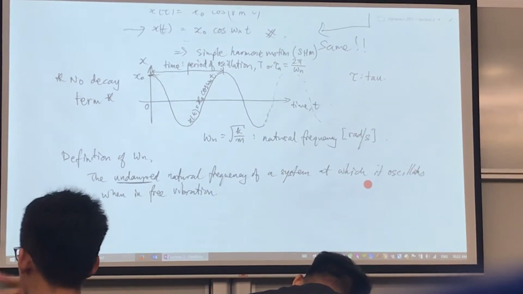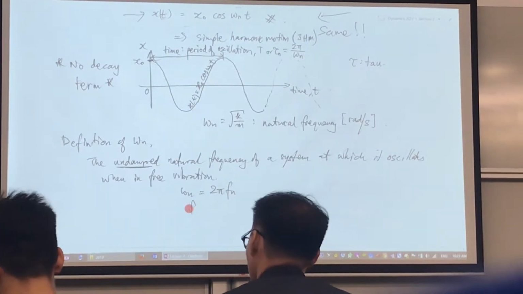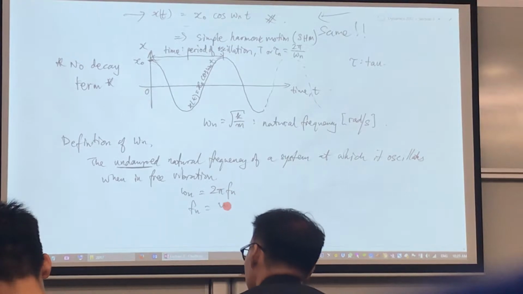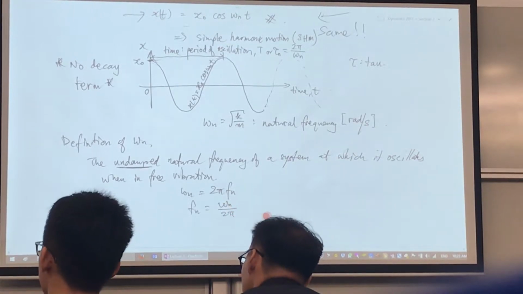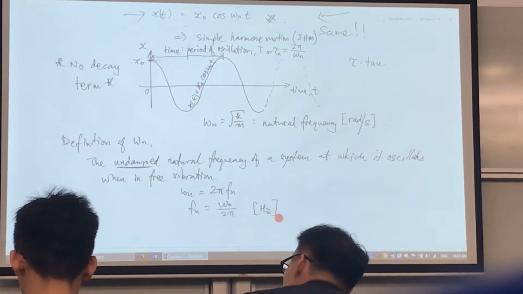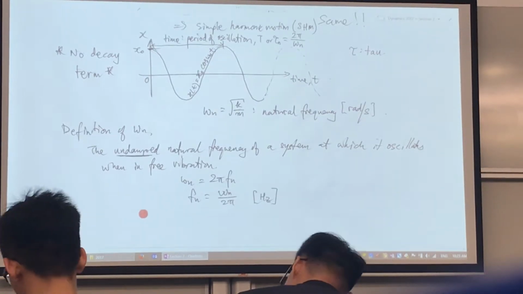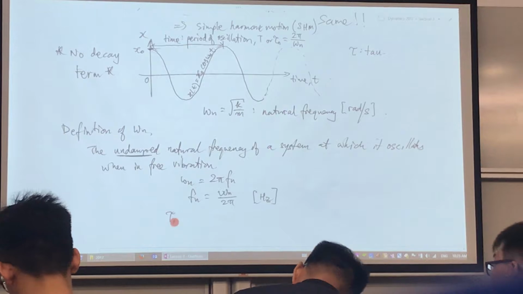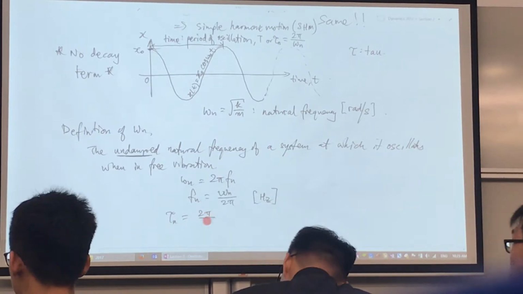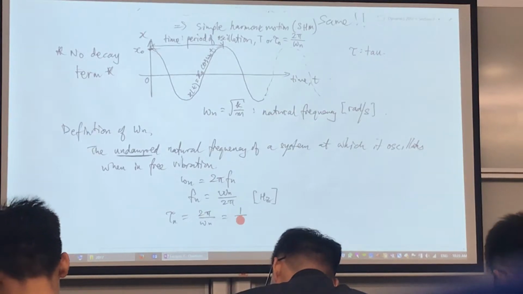So there are some other expressions that you could see, like omega n is equal to 2 pi fn, where fn is the frequency in hertz. Just expressing the period of oscillation, tau n is equal to 2 pi over omega n. It's also the same as 1 over fn.